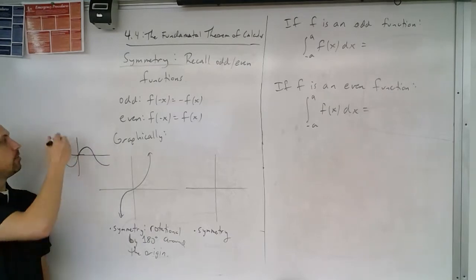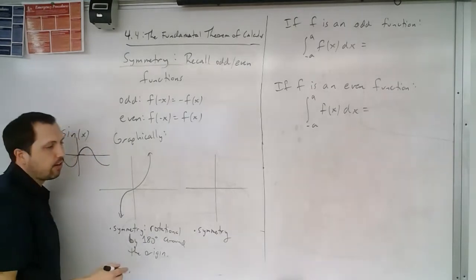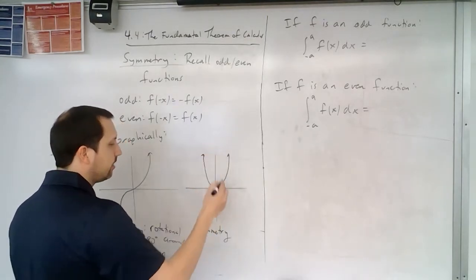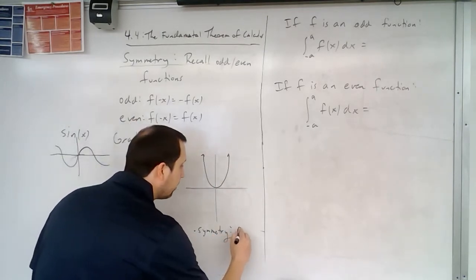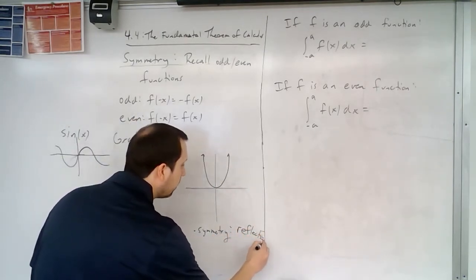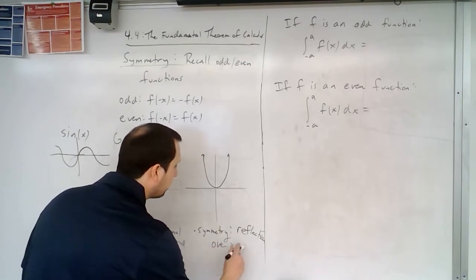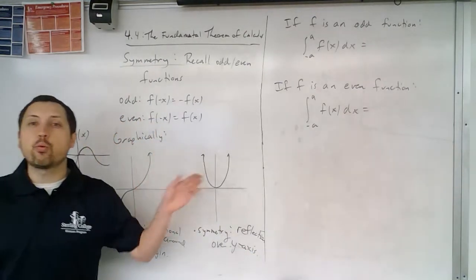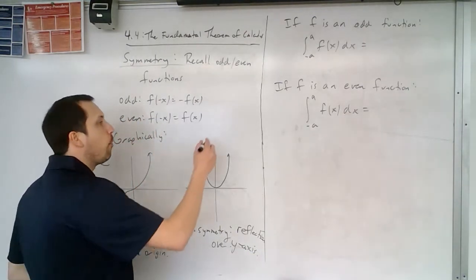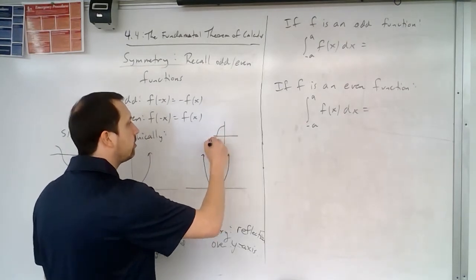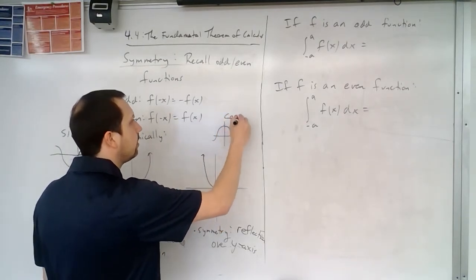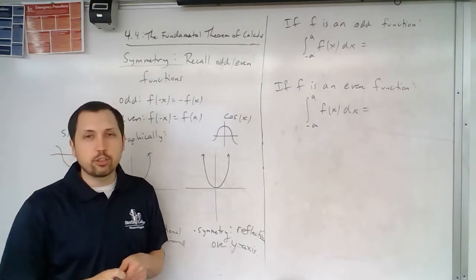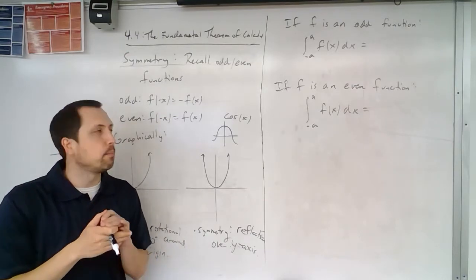For an even function, the symmetry was reflection over the y-axis. Something like x squared was a perfect example of an even function. We also had something like cosine, so the graph of cosine of x was also an even function. Sine and cosine are really nice examples that aren't just trivial powers of x that are even and odd.